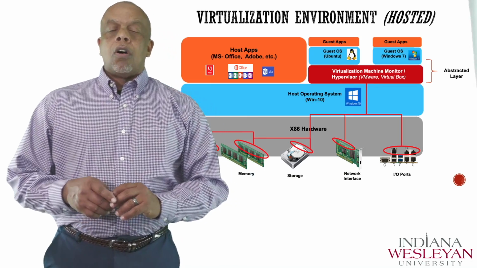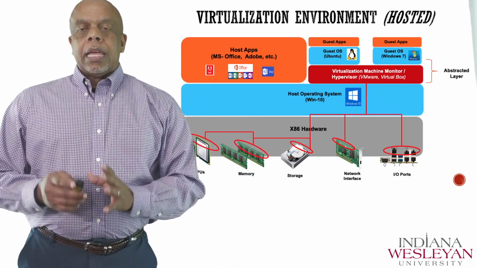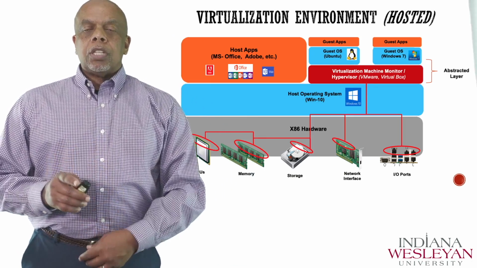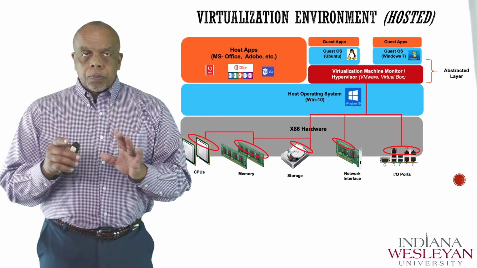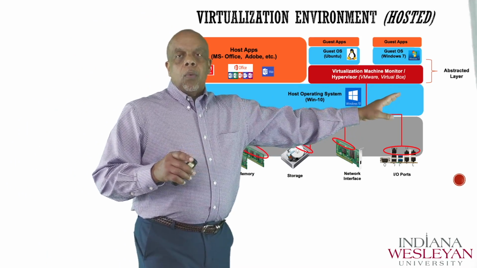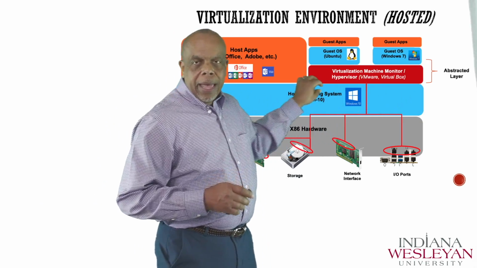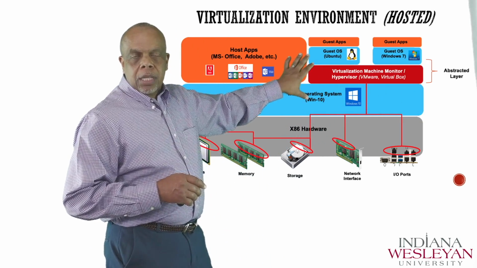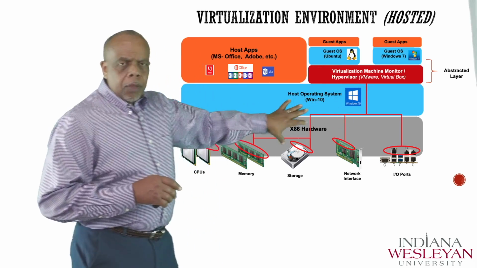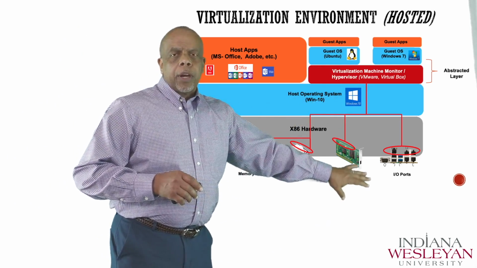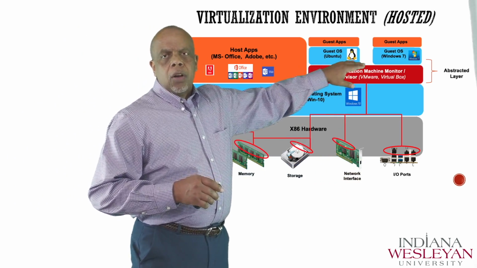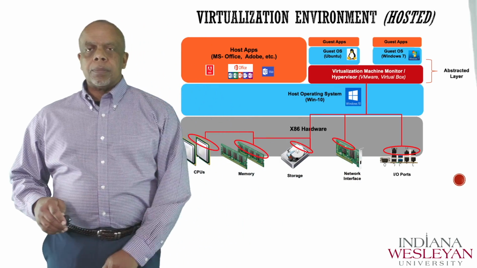That is what we call virtualization. This is called hosted virtualization. And this is what we call having an abstracted layer. So this hypervisor abstracts or separates part of your hardware infrastructure so that it can now host more operating systems.